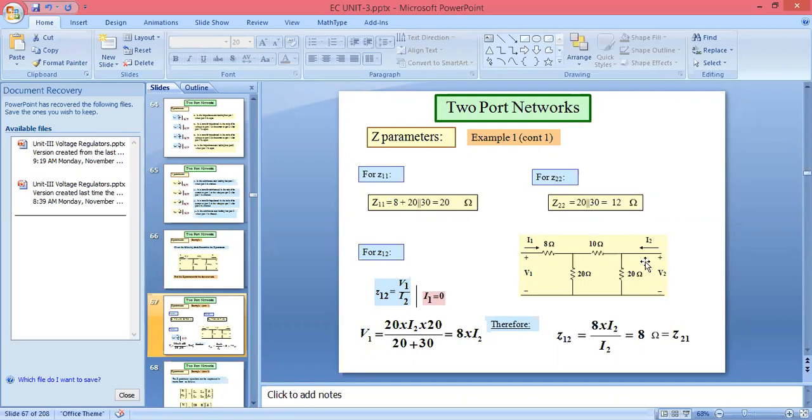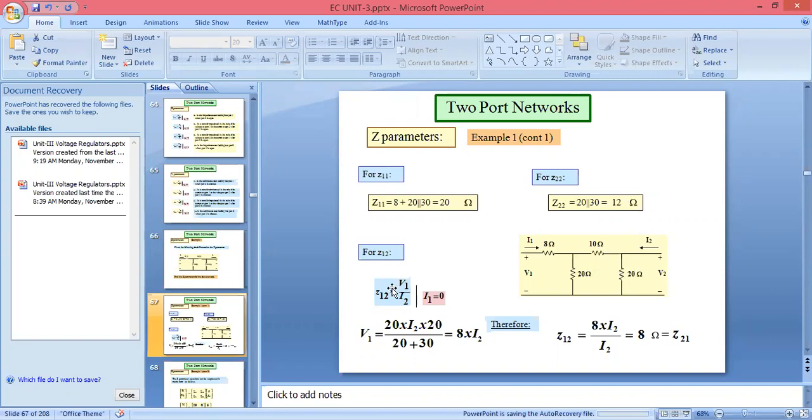How? Because you can see when you are calculating Z22, 10 and 20 will be working as an open. So there is no need to consider the 8 ohm. You can consider here the wire. So 10 and 20 will be in series. That will be in parallel with the 20 ohm. So 10 plus 20 is 30. So 30 will be parallel with 20. You will get Z22 as 12 ohm.